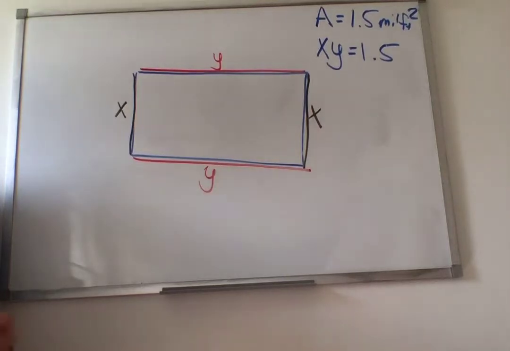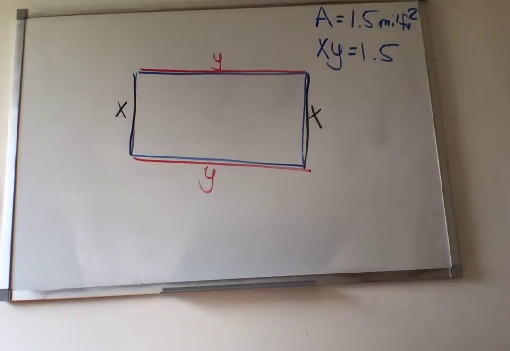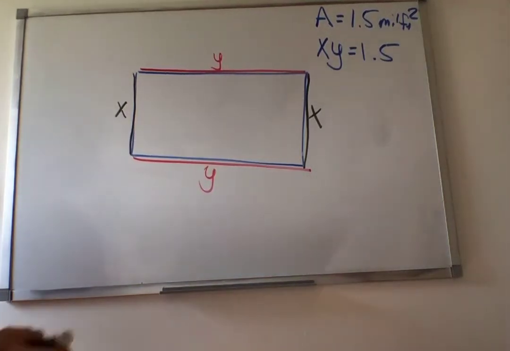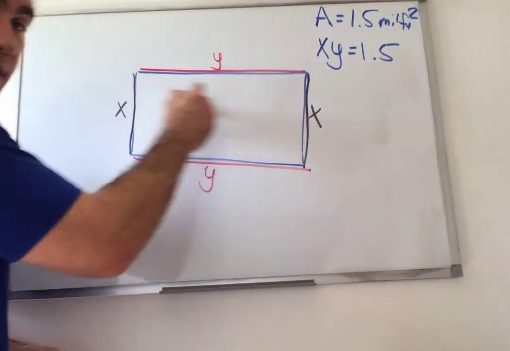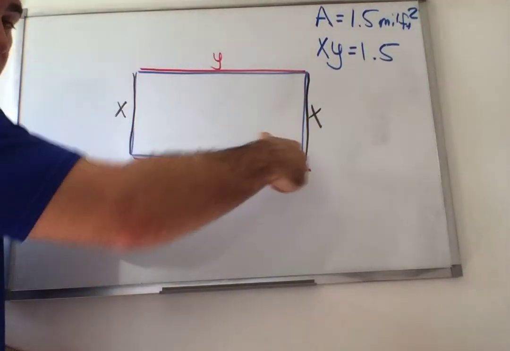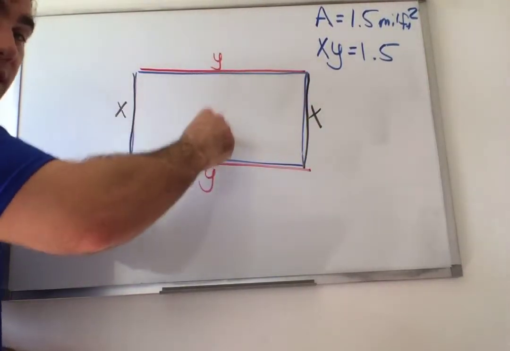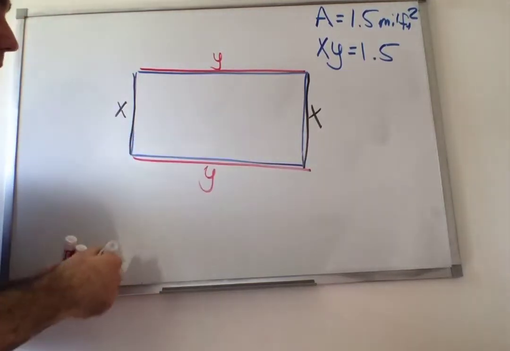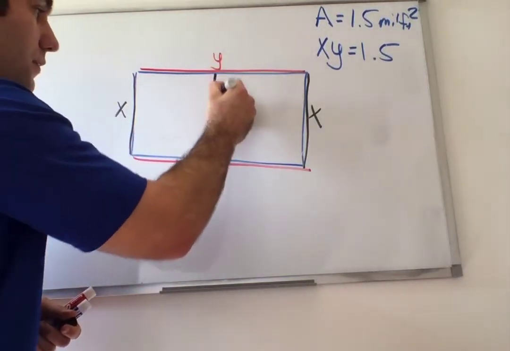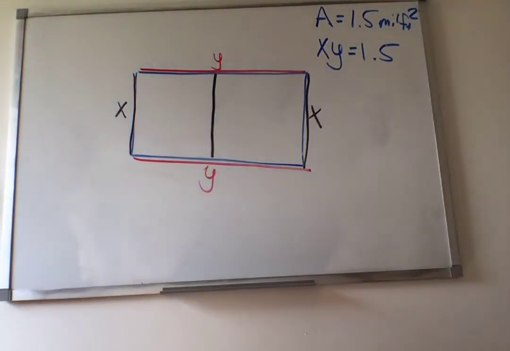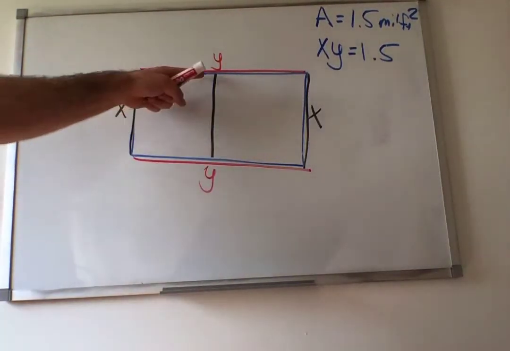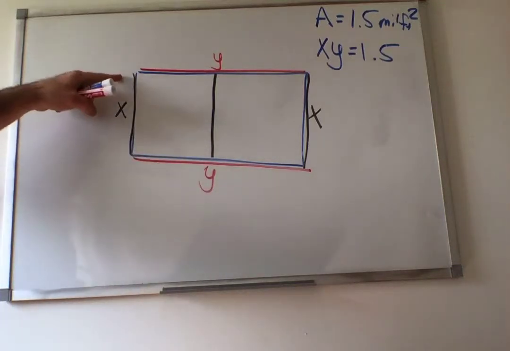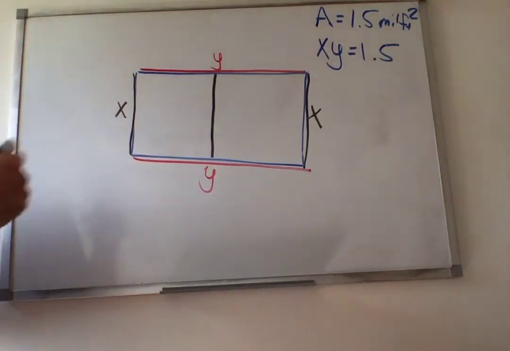Now it says he wants to make this rectangular field and then divide it in half with a fence parallel to one of the sides of the rectangle. Now, it doesn't matter what side of the rectangle you pick. You could draw it this way, horizontally, because that's parallel to these two. Or you could draw it vertically, then it's parallel to these two. I'm going to draw it vertically. The length of this should also be the length of this, right? So I'm going to label this x.